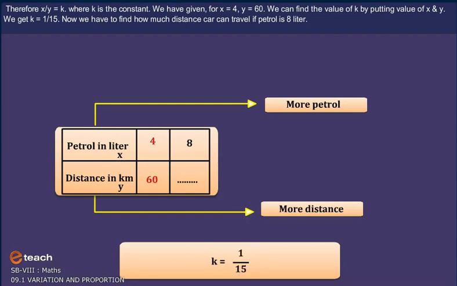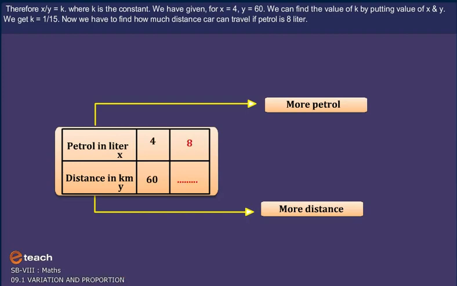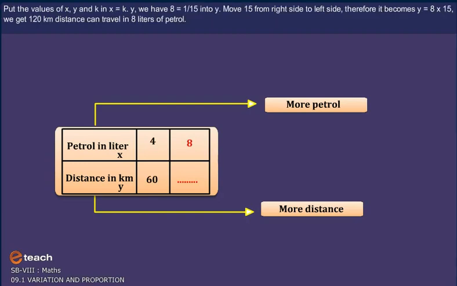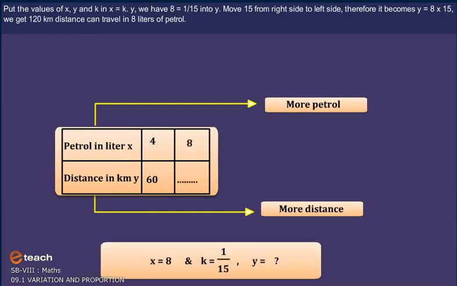Now we have to find out how much distance the car can travel if petrol is 8 liters. Put the values of x, y and k in x is equal to k into y. We have 8 is equal to 1 by 15 into y. Move 15 from the right side to the left side. Therefore, it becomes y is equal to 8 into 15. We get 120 km distance can be traveled in 8 liters of petrol.